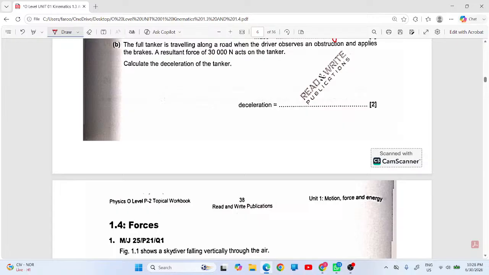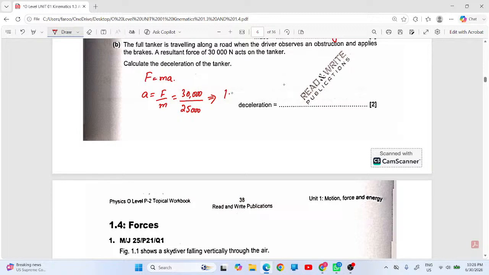Next, the full tanker is traveling along a road when the driver observes an obstruction and applies the brake. A resultant force of 30,000 Newton acts on the tanker. Calculate the deceleration of the tanker. You have to find the deceleration of the tanker. Acceleration is equal to F over m. F equals ma, so a equals F over m. Force is 30,000. The mass is 25,000, which we found above. So the answer is 1.2.